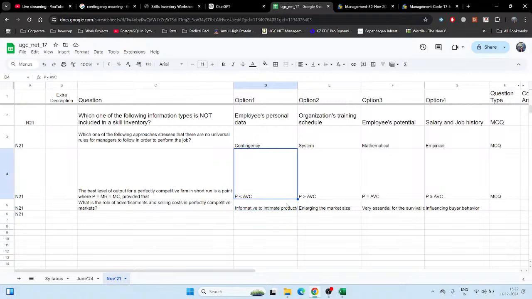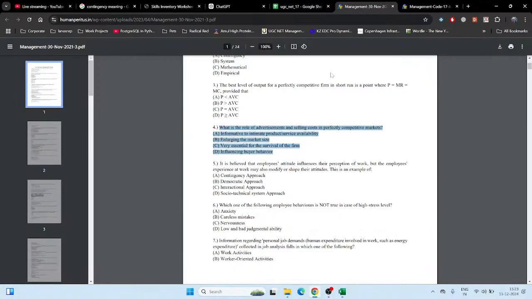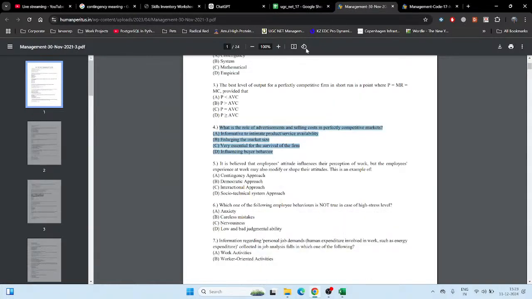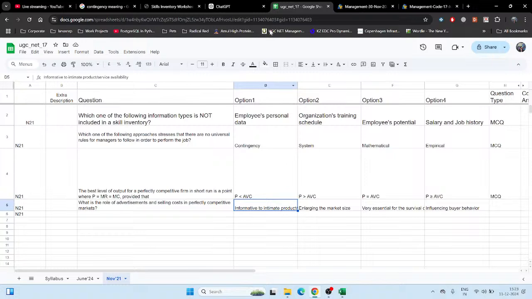It's like Walmart or any other DMart, you can say. You try to intimate the user about the availability of the product. Let's see. The answer for the fourth is B, enlarging the market size. Let us see what ChatGPT has to offer on this.